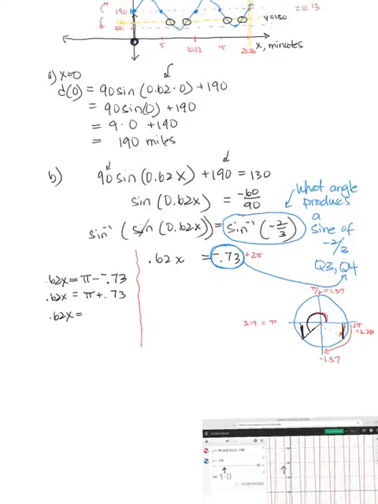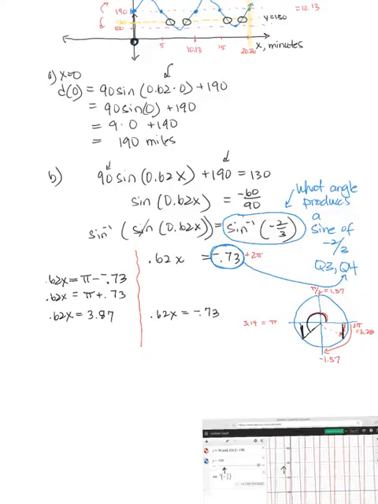Okay, so put into your calculator pi plus 0.73, and I think I did this earlier for myself. What did I get? I got 3.87. So here's where I'm at. I've got 0.62x equals 3.87. I've got 0.62x equals negative 0.73.